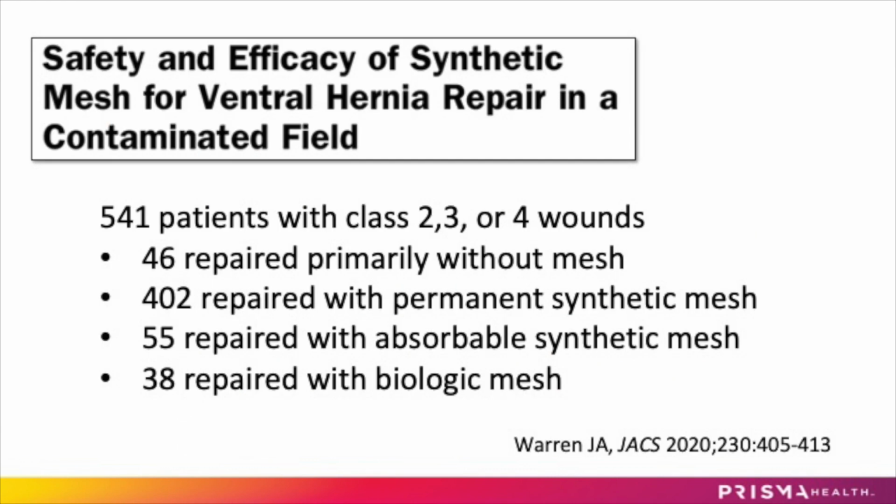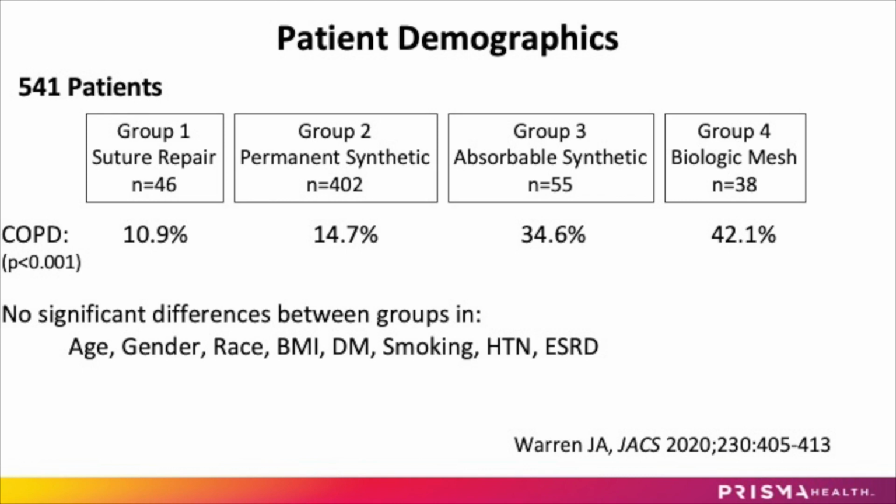At our institution, we recently reviewed our outcomes of synthetic mesh in a contaminated field. We reviewed 541 patients with clean, contaminated, or dirty wounds, most of which were repaired with permanent synthetic mesh, and also compared this to those repaired primarily, those repaired with an absorbable synthetic mesh, and those repaired with a biologic mesh. The demographic and comorbidity profiles of these groups were similar with the exception of COPD, which was significantly higher in the absorbable synthetic and biologic mesh groups.